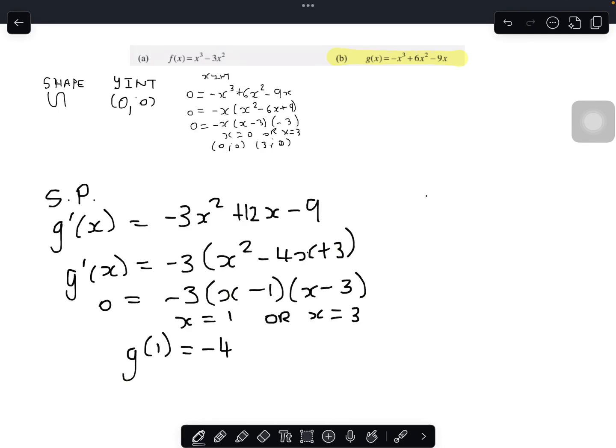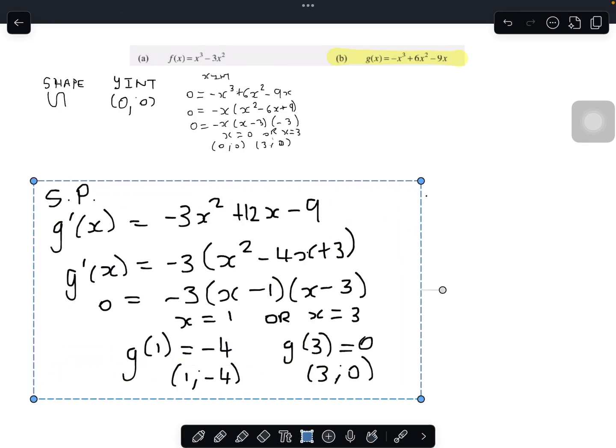And then here I will have the g of 3, and we're going to put the same process into our calculators. And what we will get here is 0, just like what we had earlier on the top. So that is going to be one of our stationary points. So I'll have, sorry, I'll have 1 and -4, and I'll have 3 and 0.